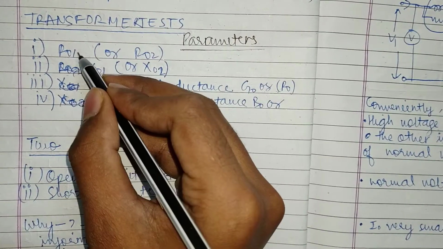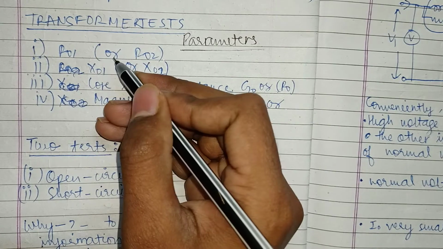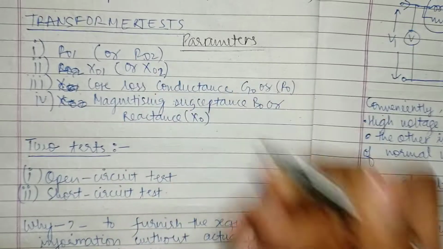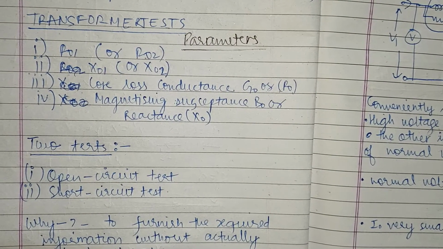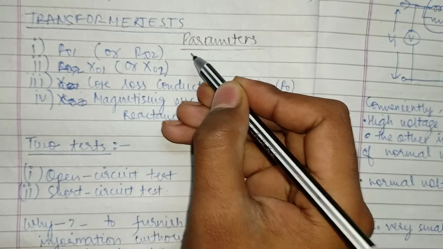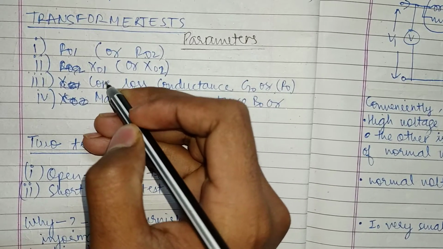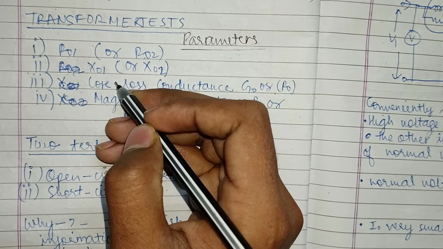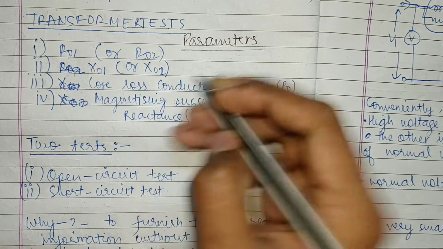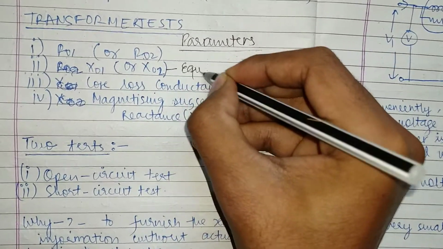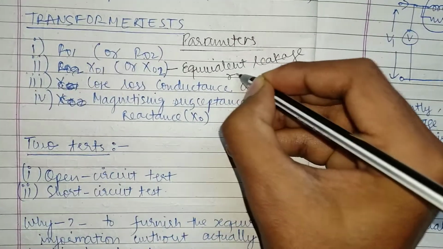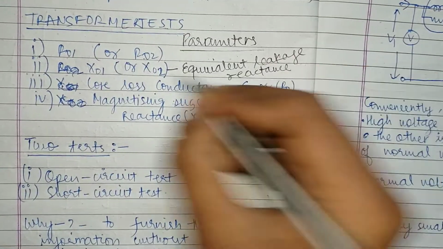First, R01. We all know that R01 is the equivalent resistance referred to the primary winding. We can choose either R01 or R02 depending upon where we are taking our resistances. R02 is the equivalent resistance referred to the secondary winding. X01 is the equivalent leakage reactance referred to the primary winding, or X02 is the equivalent leakage reactance referred to the secondary winding.